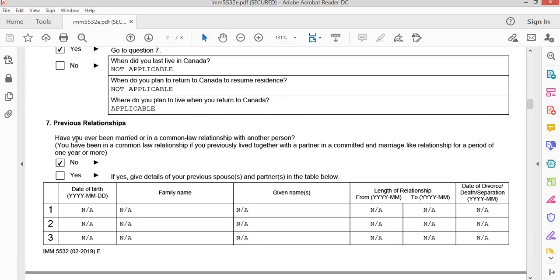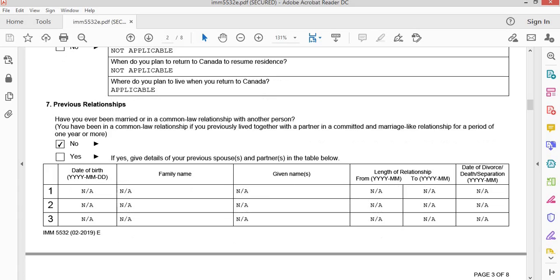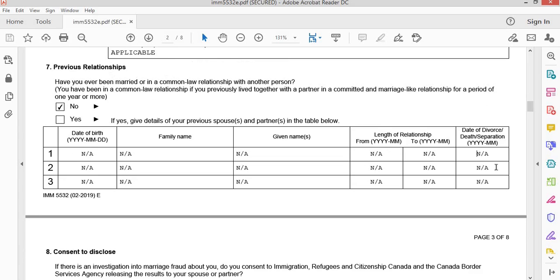Next comes the previous relationship. Have you ever been married or in a common law relationship with another person? If you haven't, you can mark it as no. If you have, you can mark it as yes and provide the information here. Date of birth of the spouse or the partner, family name, given name, the length of the relationship, and other details.